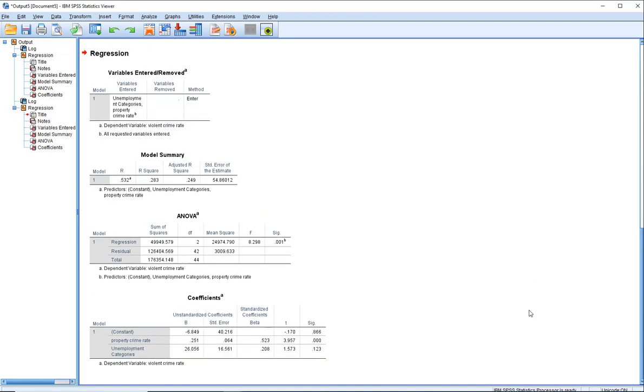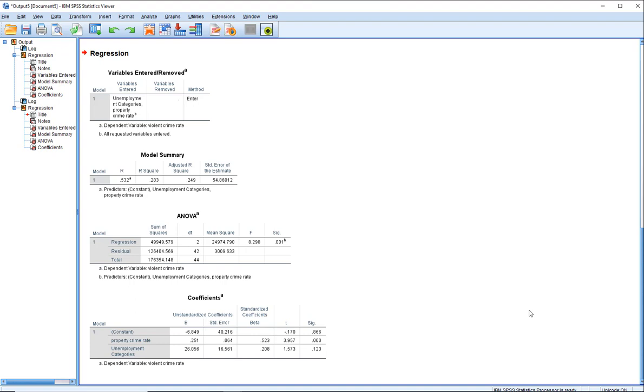So you can see that controlling for unemployment categories, the model's R squared increased a little bit, from about 0.24 to about 0.28. The model's still significant, but you can see right away that the unemployment categories variable itself is not significant. So we would say it's not a significant predictor of my dependent variable, violent crime.